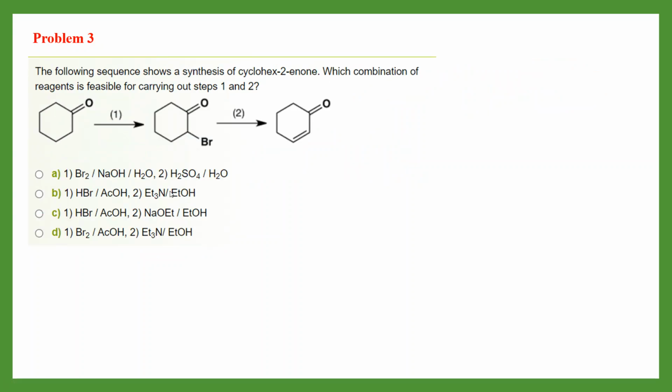So this is problem number 3. The following sequence shows a synthesis of cyclohex-2-enone. Which combination of reagents is feasible for carrying out step 1 and step 2? Okay, students. Let's do the options one by one. In the first step, they have given Br2, sodium hydroxide, and water. Okay, let's do one by one.